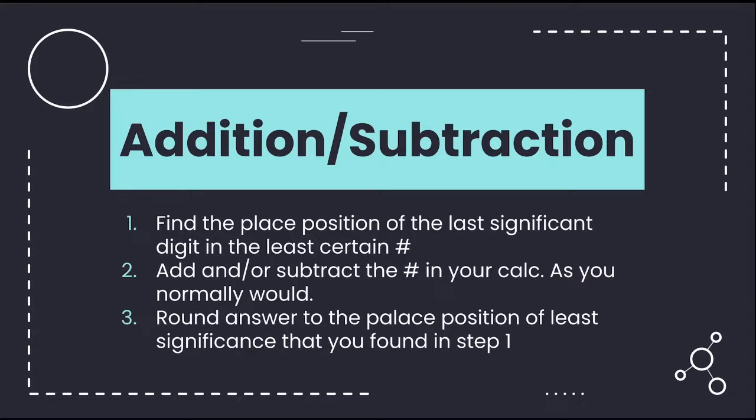In addition or subtraction with significant figures, we should follow these rules. Number 1, find the place position of the last significant digit in the least certain number. Number 2, add and/or subtract the numbers in your calculation as you normally would. And finally, round the answer to the place position of least significance that you found in step 1. Let's try an example.